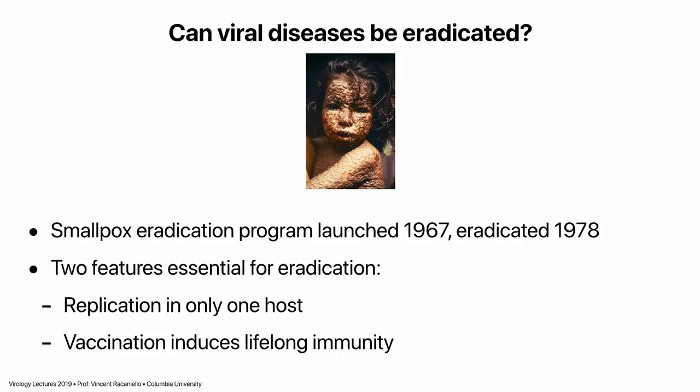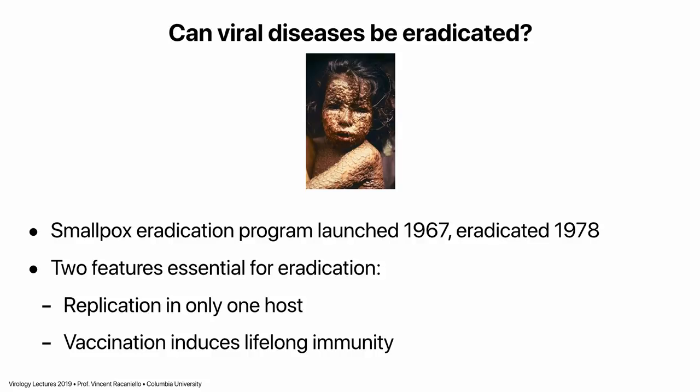And this is what smallpox does to you, and this is why we have a vaccine against it. To eradicate a virus, you have to have two features. First of all, it replicates only in one host, in our case, humans. Can't be any animal host. And vaccination has to give you lifelong immunity. Those two conditions were met for smallpox, and we were able to eradicate the disease. And polio meets these two as well. There's no other host, and immunization gives you lifelong immunity.